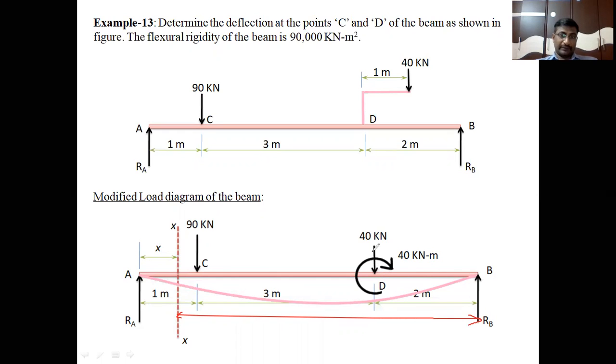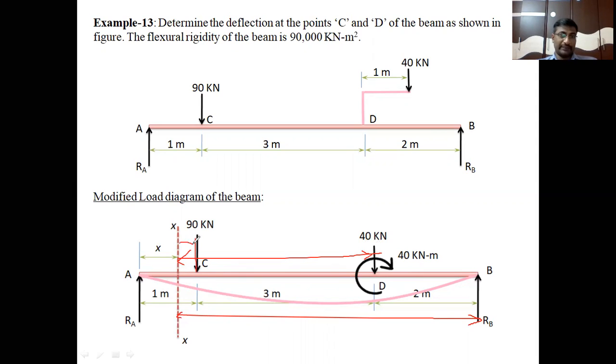Then this 40 into how much distance? From point D to A is 4 meters. So from point D to the XX section is 4 minus X. So 40 into 4 minus X. And also minus 40 is also there. And 90 kilonewtons is there.